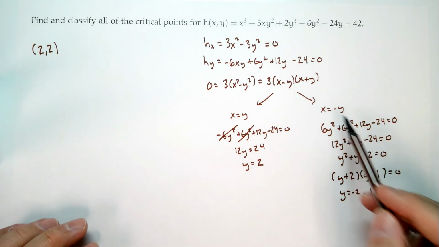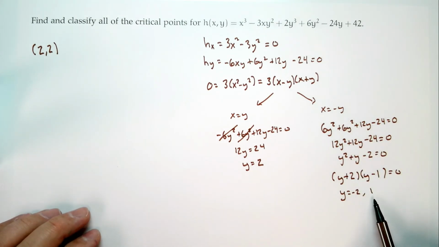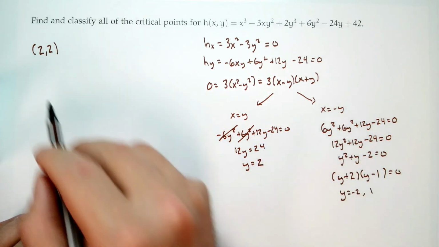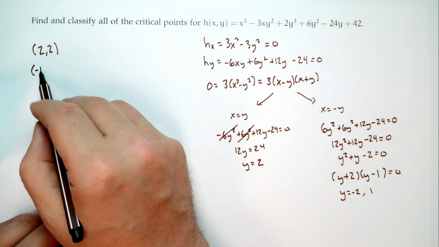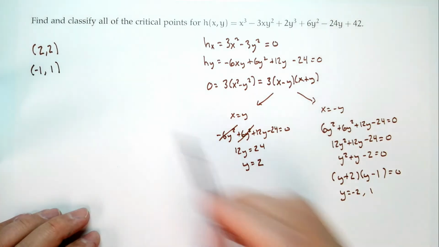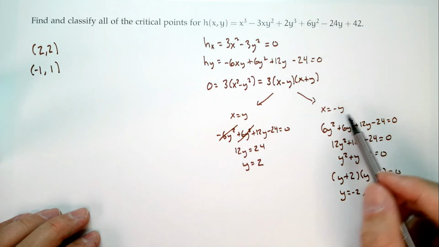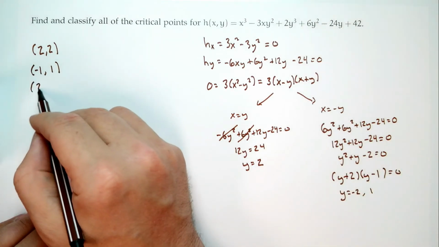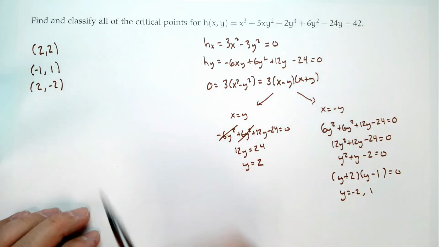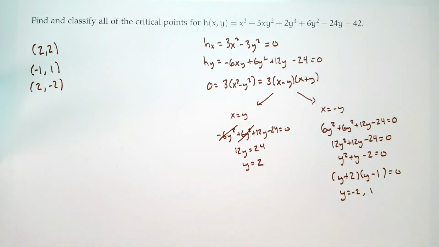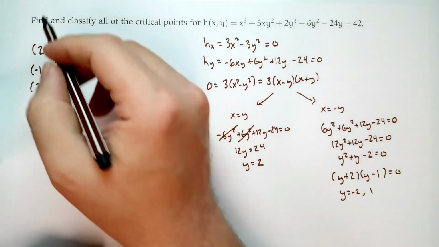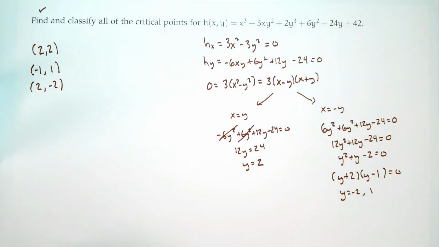Now, remember x is negative y. So if y is 1, x is negative of that, which means that we're at negative 1, positive 1. And if y is negative 2, x is negative negative 2, which means x is positive 2, and y is negative 2. So those are our 3 points. We've now done the find. All right, that's not so bad. What comes next? Well, now we move to classify.